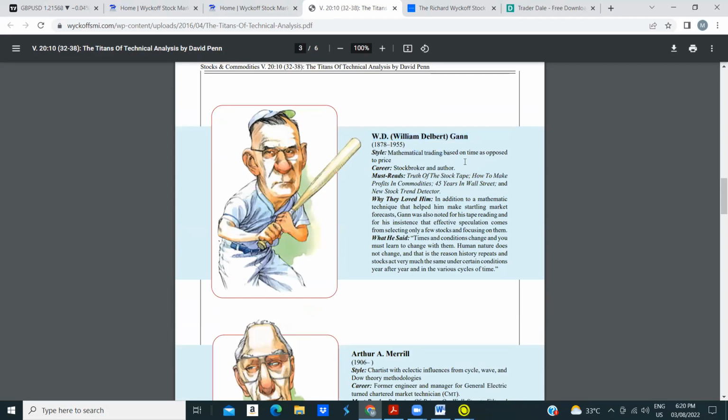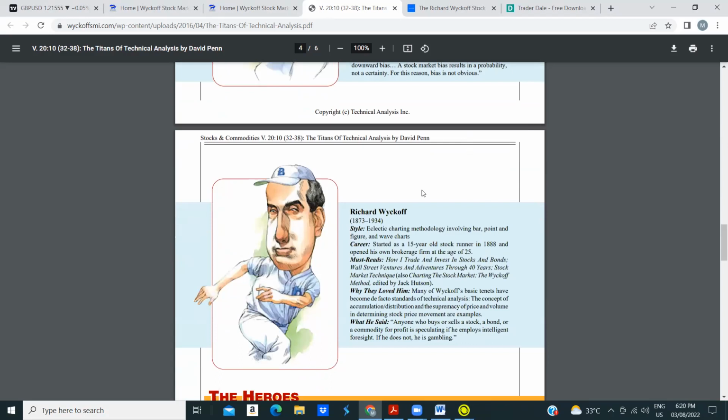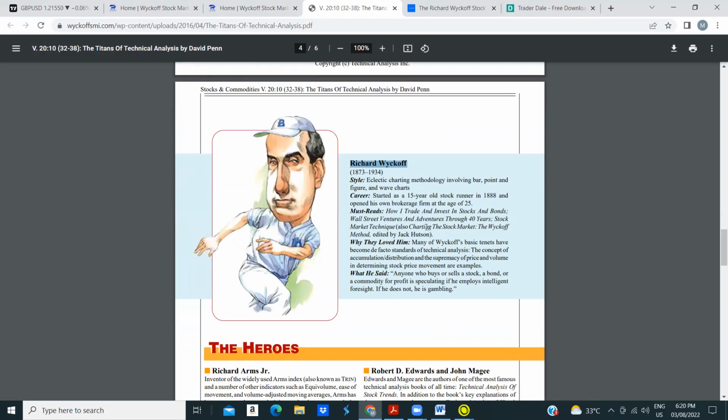Okay, and then there was Arthur Merrill. He is the one who was the founder of Merrill Lynch, Bank of America. Okay, he released the theory as well. He was a chartist. And then the last one is Richard Wyckoff. These 5 people are considered the founders of technical analysis. Got it? The method which we use today.